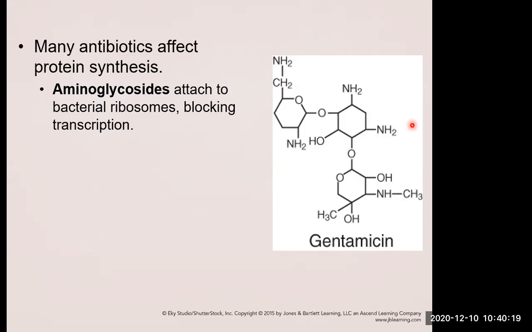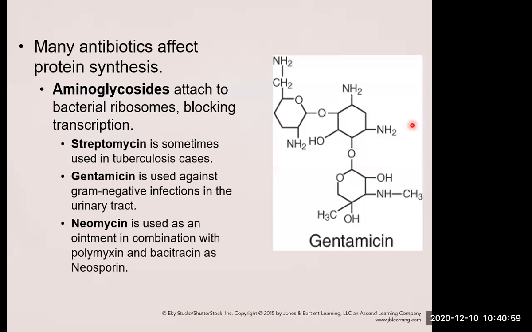Okay, so I think I need to adjust this slide. These slides come pre-cooked through the book, available through the internet, and then I adjust them. And I think that this is an error because ribosomes do not perform transcription as far as I'm aware, they translate. So either way, an aminoglycoside is going to attach to a ribosome, prevents proteins from being produced. Included within this are streptomycin, gentamicin, and neomycin.